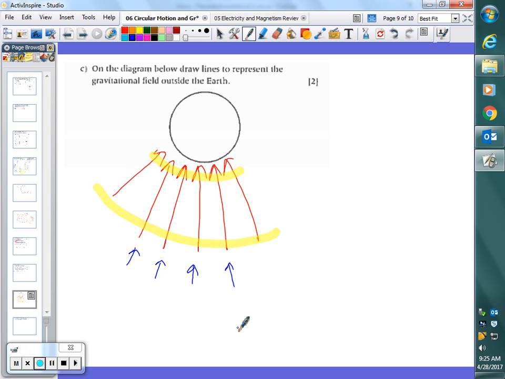Right? But because it's two points, I'm thinking you're going to have to indicate somehow where the field is stronger and where the field is weaker. Right? Adding description to the diagram is going to help. Okay, so keep that in mind.